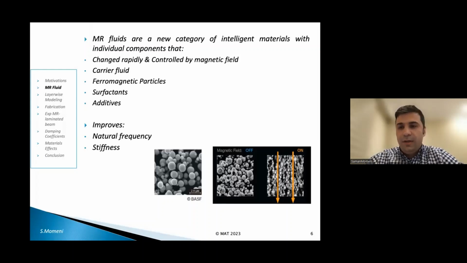MR fluids are a new category of intelligent materials with individual components that change rapidly by applying magnetic fields, and consist of carrier fluids, ferromagnetic particles, surfactants, and additives. MR fluids improve the natural frequencies, dynamic behavior, stiffness, and damping coefficients of structures. In the figure below, you can see the molecules of MR fluid with and without applying magnetic fields.